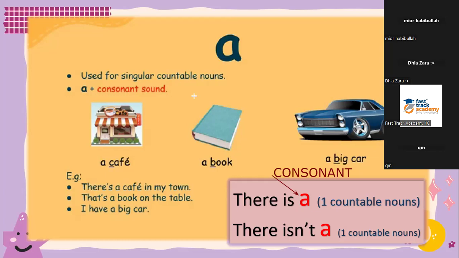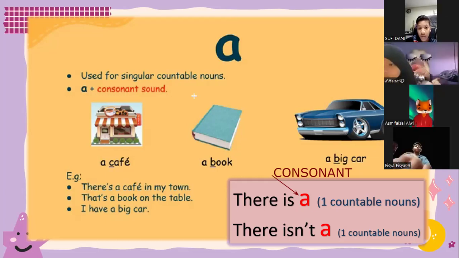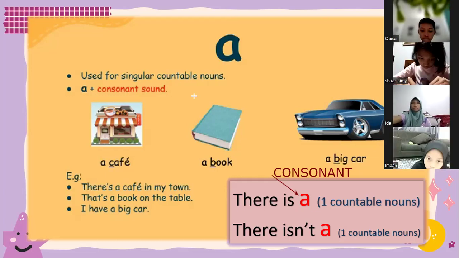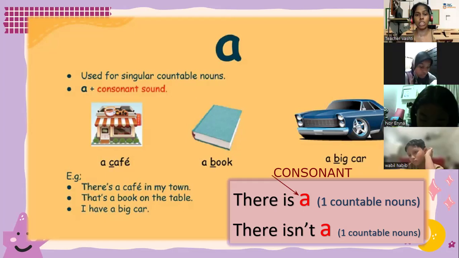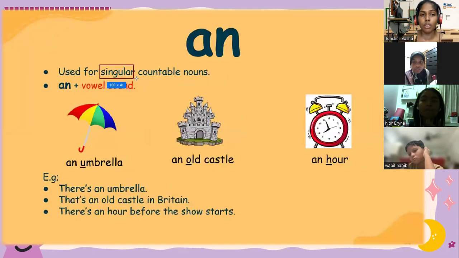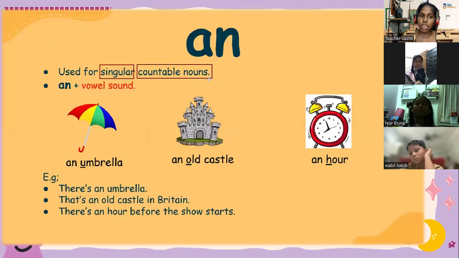All right, let's move on. This is the word we use when you have a consonant. Okay, the next word starts with a consonant. Next one is the word N. N is used for also singular, mesti ada satu sahaja, and benda yang boleh dikira, countable nouns.